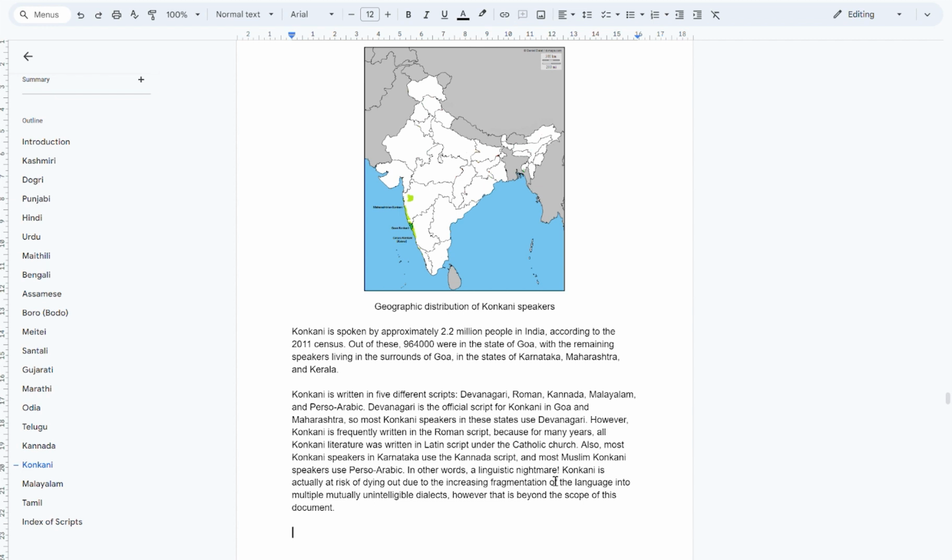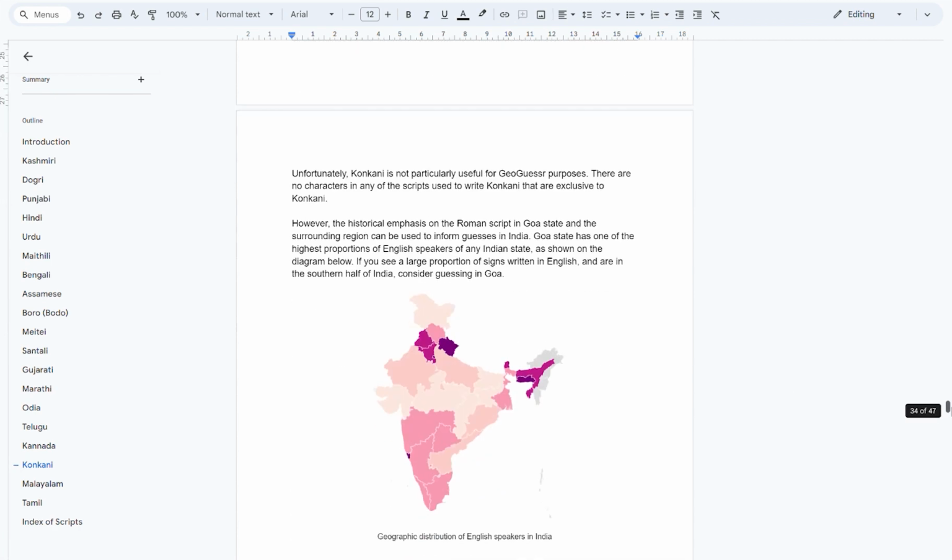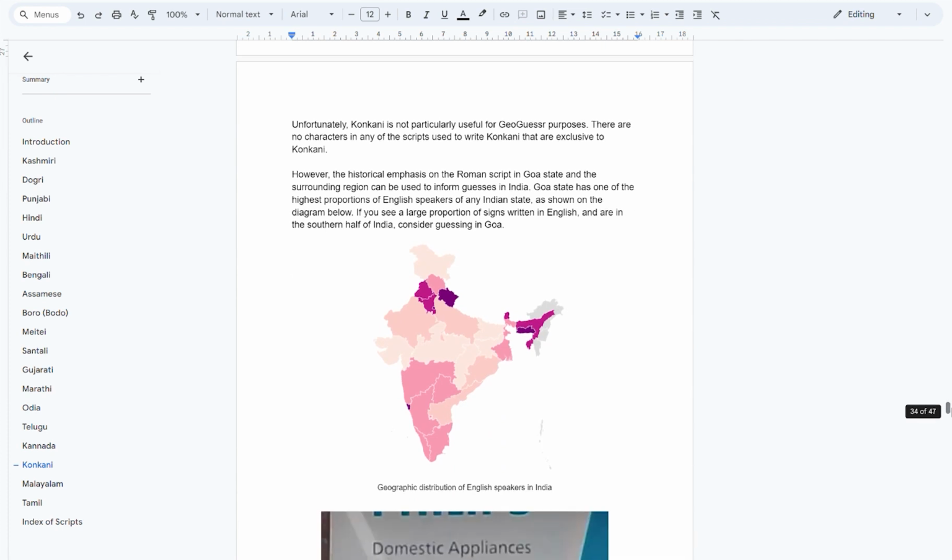Another unfortunate thing is that Konkani is actually at risk of dying out due to the increasing fragmentation of the language into multiple mutually unintelligible dialects. But that's a modern history lesson that's beyond the scope of this guide. Konkani isn't that useful for GeoGuessr purposes. There are no characters in any of the scripts that are used to write Konkani that are exclusive to Konkani. However, there is one tip that I can give.